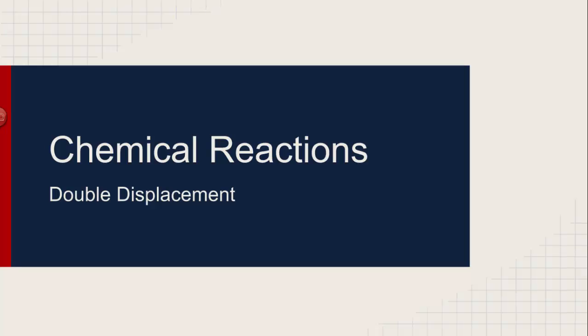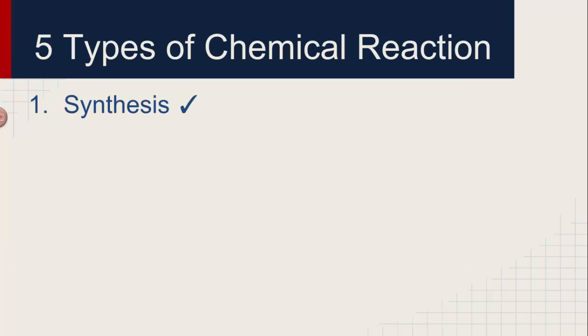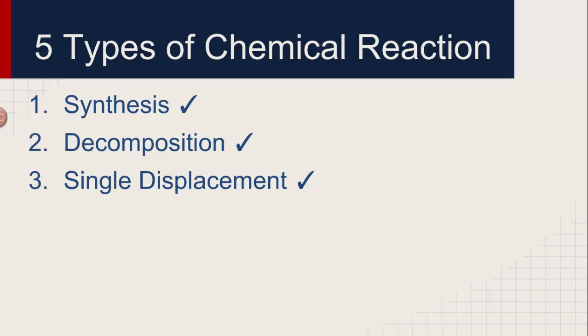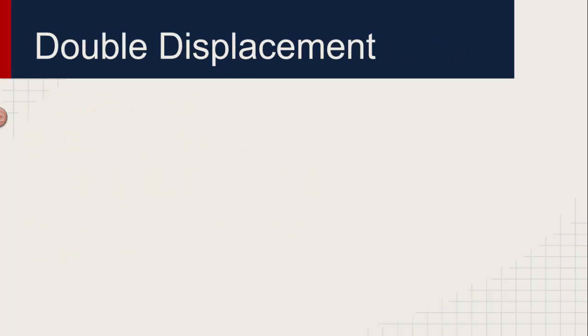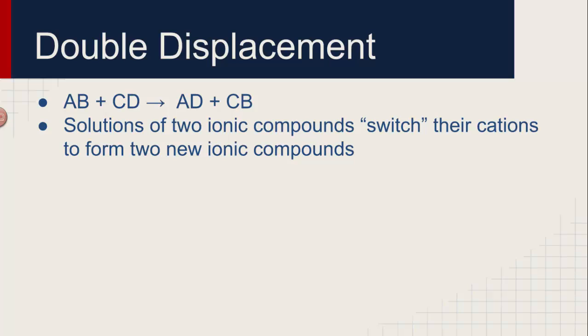All right, continuing on in our discussion of chemical reactions, so far we've discussed synthesis, we've discussed decomposition, and single displacement reactions. We're on to double displacement reactions, and of course we'll cover combustion in another video. So the idea of double displacement is we have two compounds that are made of two parts. They're usually ionic compounds, and they're going to switch.